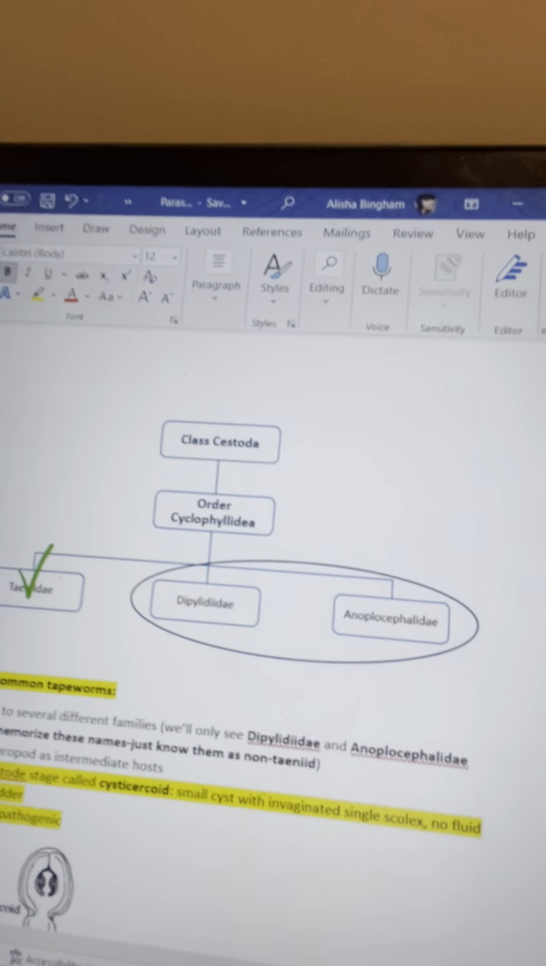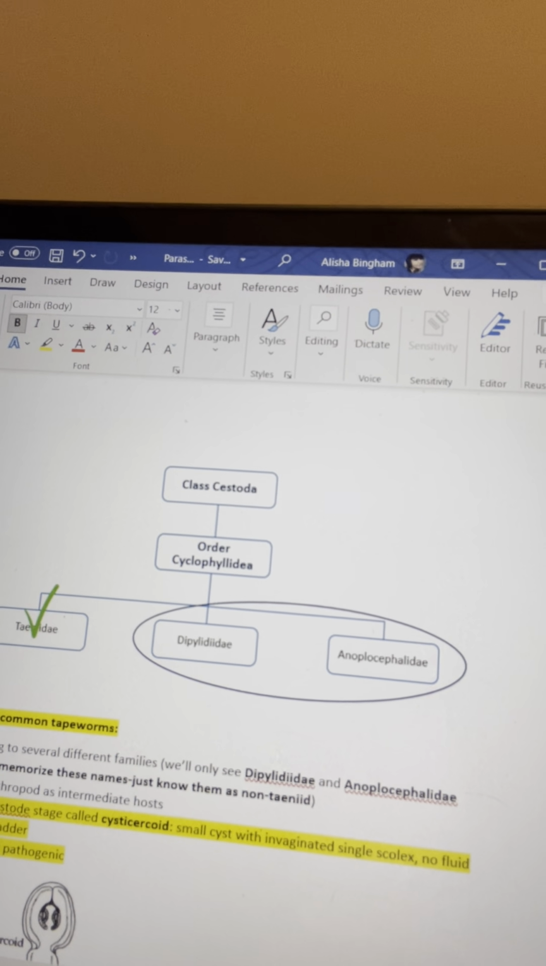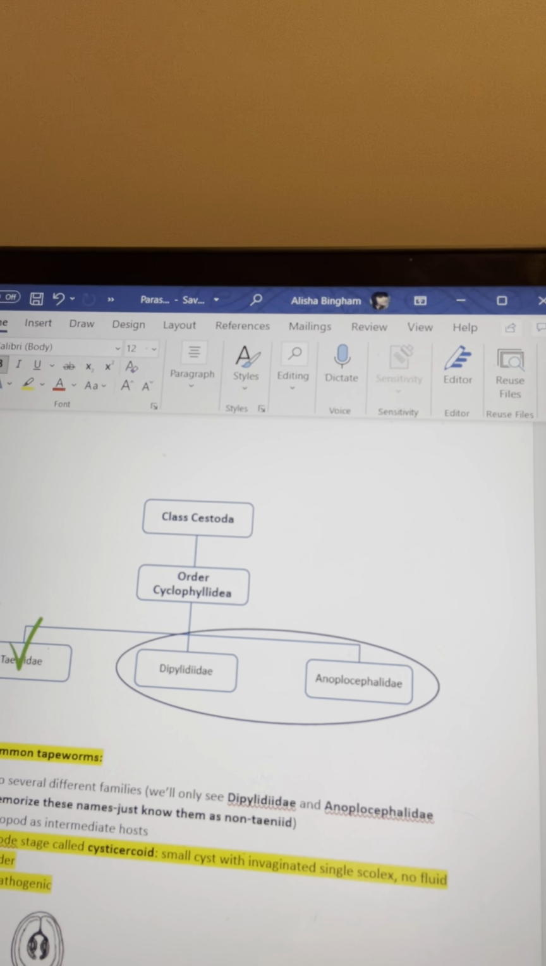So from the class Cestoda, we have families. We went over Taeniidae yesterday, and now I'm going to go over Dipylidiidae. I'm not even going to try to say it. I'm going to show it to you. So we have this one here, the Dippy one, and then we have the Anoplocephalidae one. I think he said we didn't need to know those names, just that we need to know there's Taeniidae and then non-Taeniidae, which are those. These are our common tapeworms.